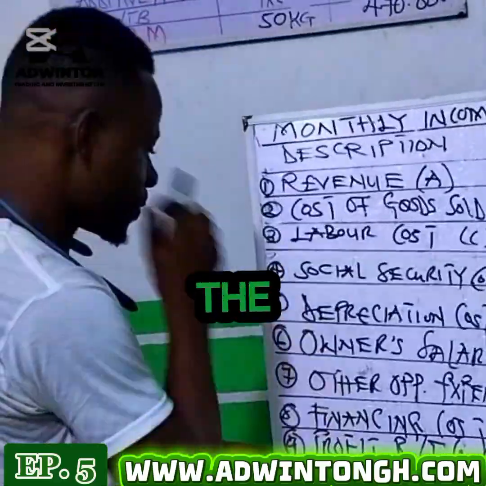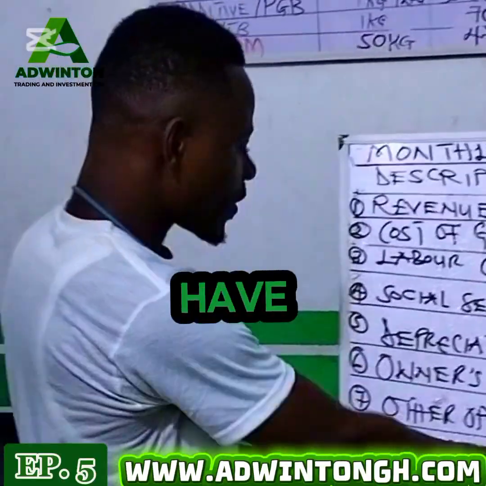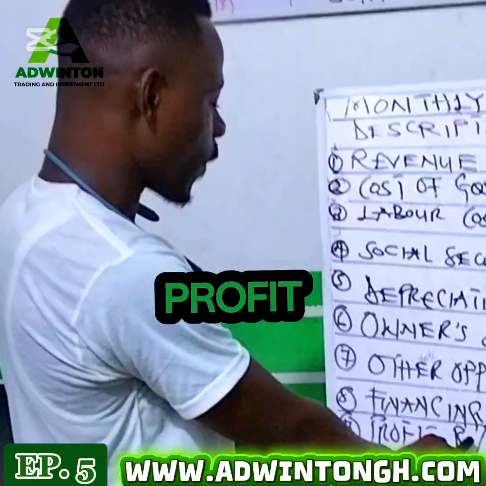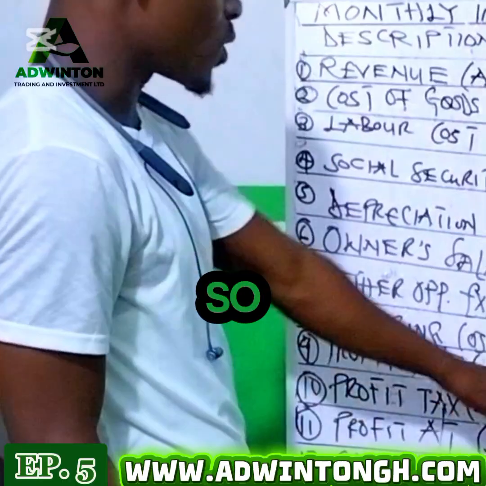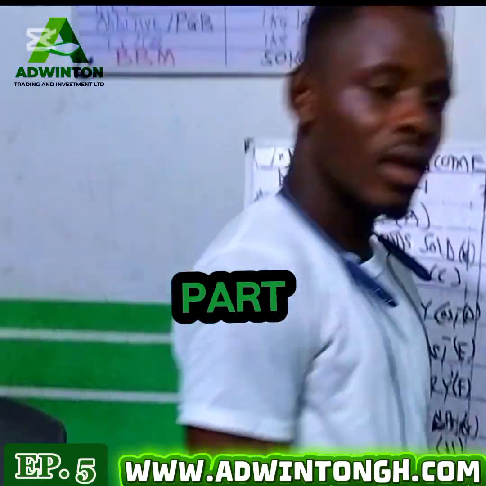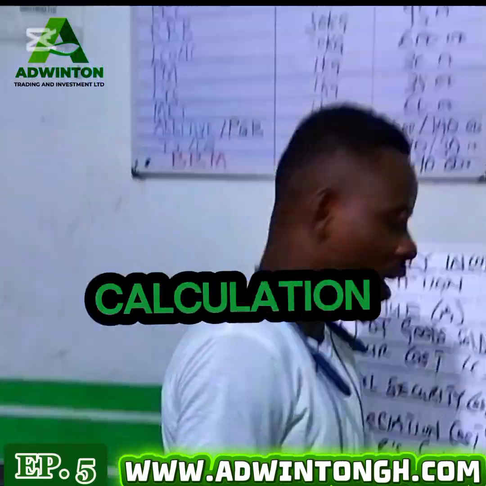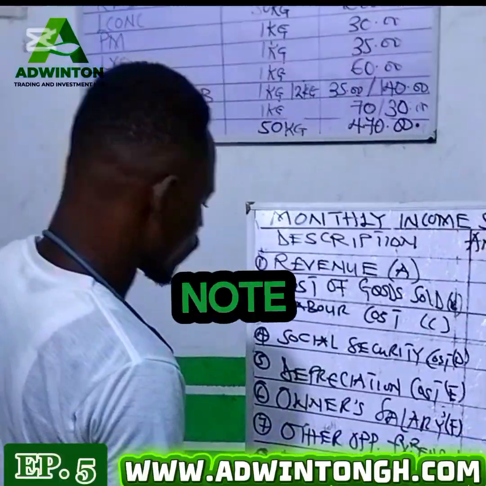So we have the financing cost. We have the profit before tax. This is the most important part. This one is about calculation, so kindly take note of it.